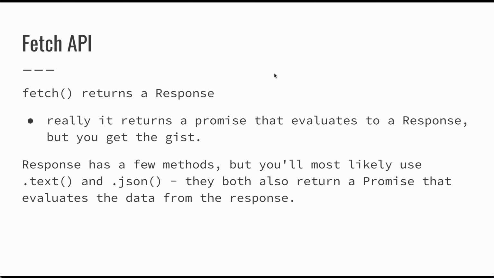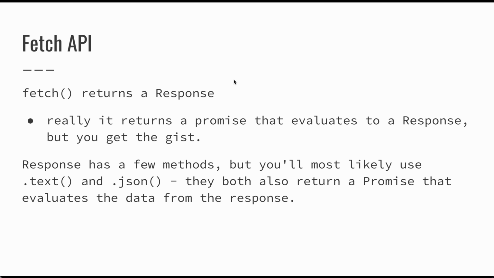So the fetch call is going to return a response object, and really specifically, it returns a promise that evaluates to a response. But right now we're blurring these lines a little bit. The response has a few methods. The methods that you'd most likely use with a fetch are either text, to retrieve the plain text body of that response, or JSON, to retrieve the JSON object that response represents. I think most of the time you would see JSON.